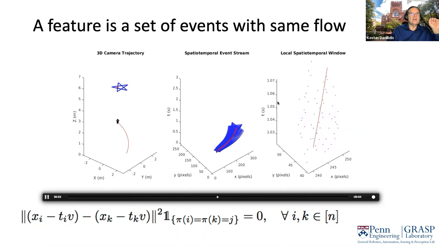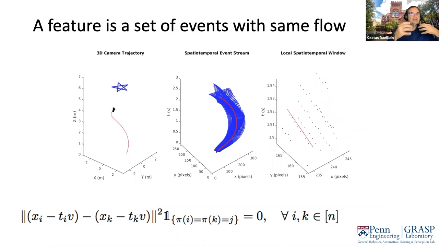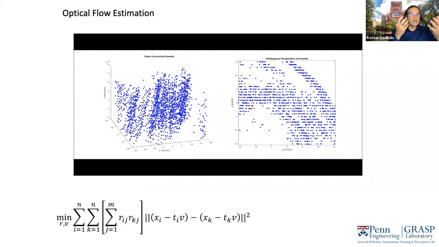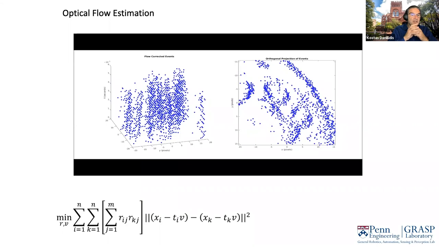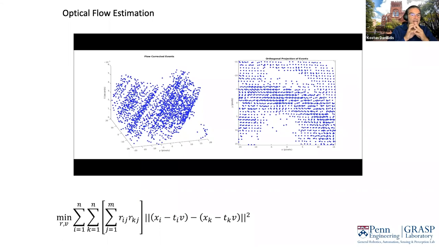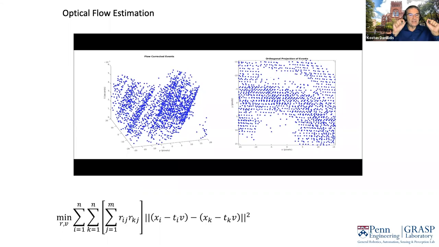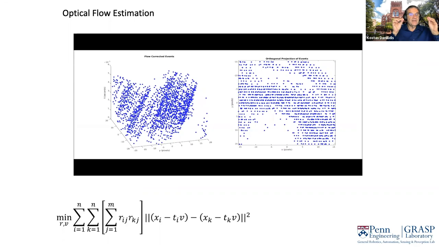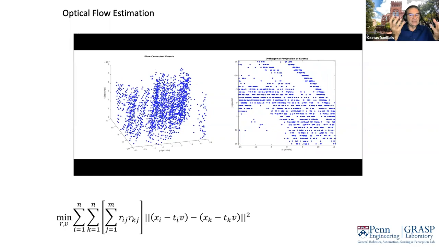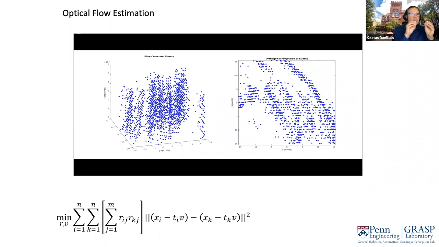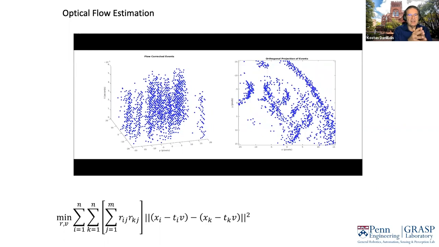So for this to be solved, we have to determine whether events really belong to the same feature, which we model with the association probabilities Rij and Rkj. I and K are two events that you see here at the timestamps Ti and Tk. If they move with the same velocity V, then they belong to the same feature J. This is a classical problem where we have a latent variable, which event corresponds to which feature, and we have a parametric model, like the speed here. The classical method to solve it is expectation maximization.